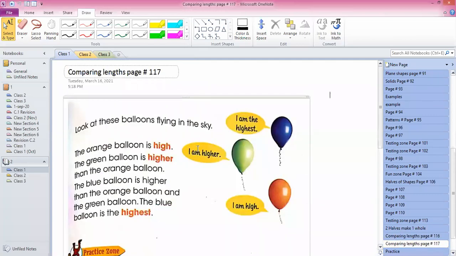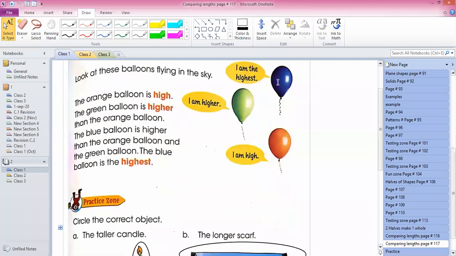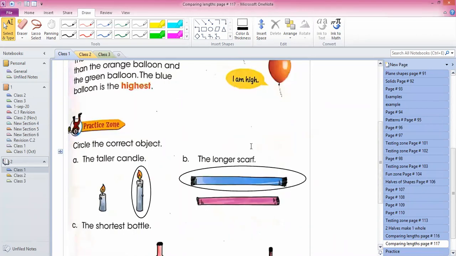We also learned the example of the positions, guys. Like this balloon, is it the highest position? This green is higher than this orange, and this orange is high.